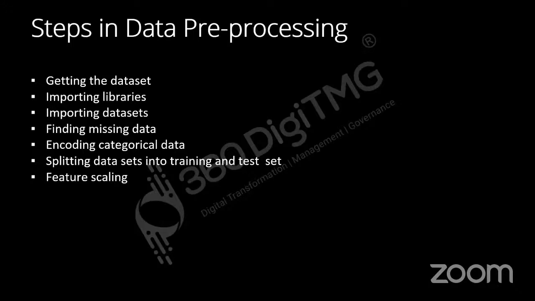So let us discuss what steps are involved in data pre-processing. First we get the data set. Then after getting the data set, we need to import the required libraries. Then find the missing data, and if we have categorical values, we can convert them into numerical form, and finally we split the data into training and test, and do feature scaling. Feature scaling is a method used to normalize the range of independent variables or features, normalizing the values. These things are very important.